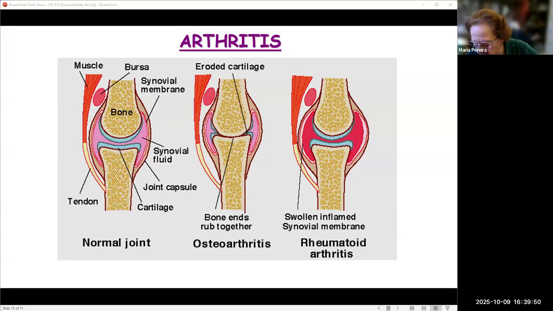Oh, it's not good. Okay, the question is, what is the treatment for... oh wait, there's more.